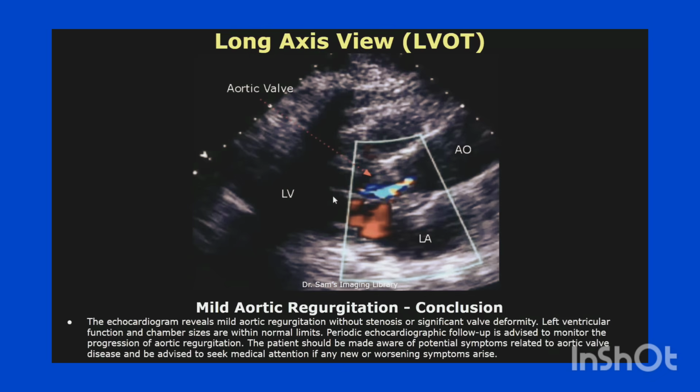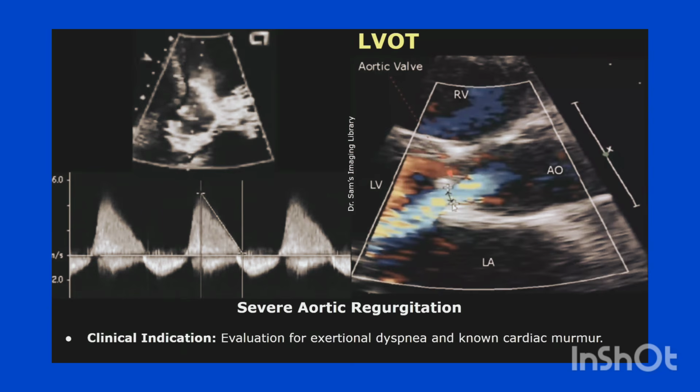The patient should be made aware of potential symptoms related to aortic valve disease and be advised to seek medical attention if any new or worsening symptoms arise. This is a report for severe aortic regurgitation. Clinical indication is evaluation for exertional dyspnea and known cardiac murmur.